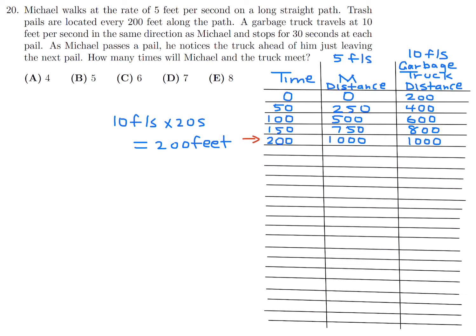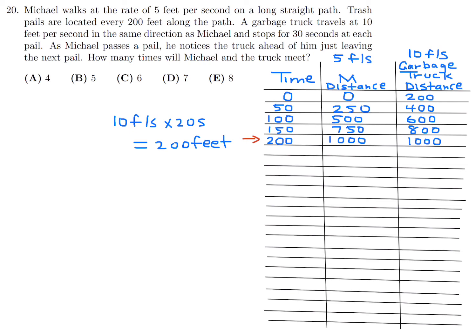So eventually I'm assuming that Michael's going to go running away. He's going to exceed, because somehow, some way, I think the garbage truck will fall behind eventually because of all the 30-second stops. Well, let's see what happens. So we continue, but at this point, things are going to get a little intricate.